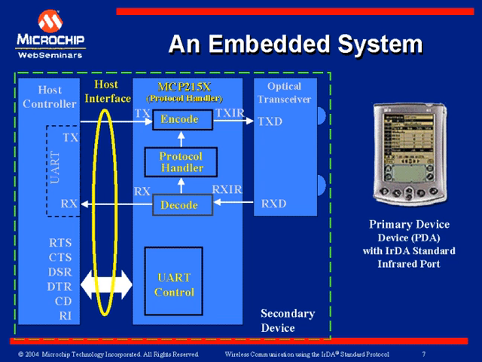Starting on the right, we have the primary device, in this case, a PDA. And on the left block, we have an embedded system, which is a secondary device. The embedded system can be broken into three parts. You have the IR interface with the optical transceiver. In the middle, you have the protocol handler. And on the left side, you have your host controller side, which includes the host UART.